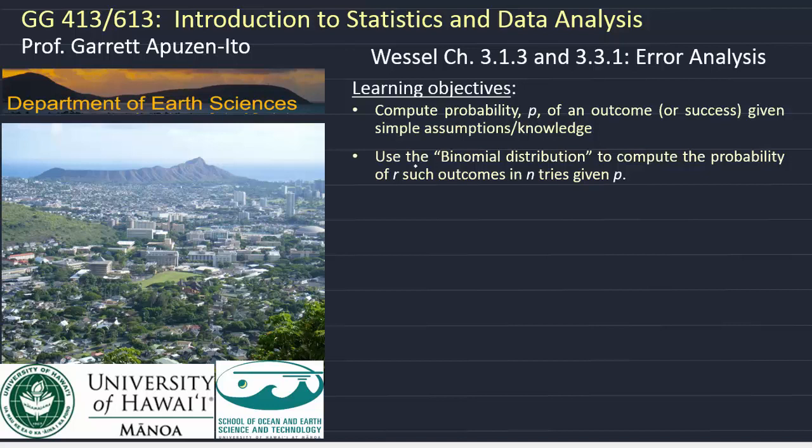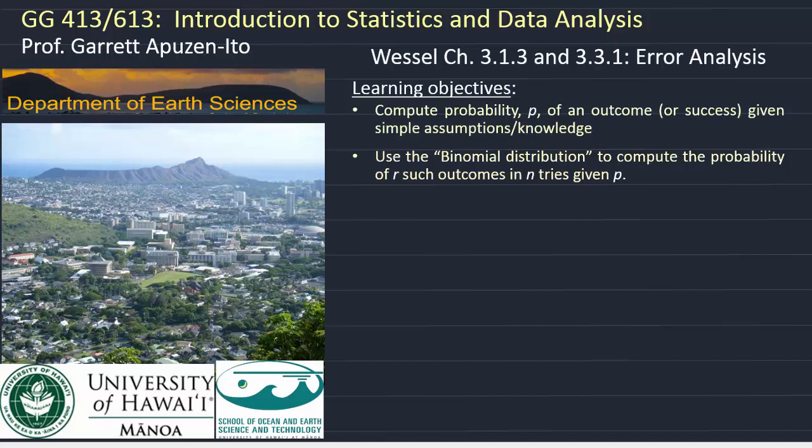The second learning objective is that you'll be able to use the binomial distribution to compute the probability of an arbitrary number of outcomes, R outcomes, or R successes, given n tries, given that the probability of a single success is little p.